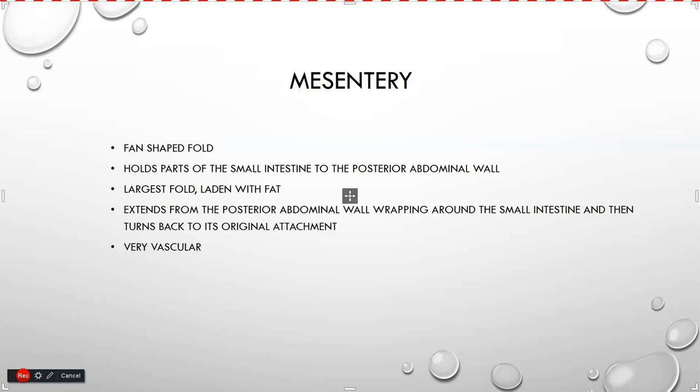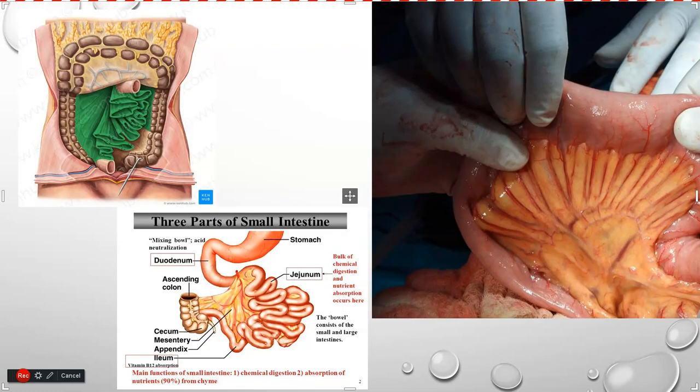It is laden with lots of fat. It extends from the posterior abdominal wall. It wraps around the small intestine and then turns back to its original attachment on the posterior abdominal wall. It too contains large amounts of nerves and blood vessels. It's very, very vascular. And in a moment here, you'll see where I have a diagram of it.